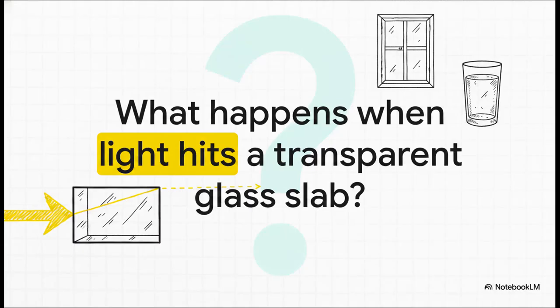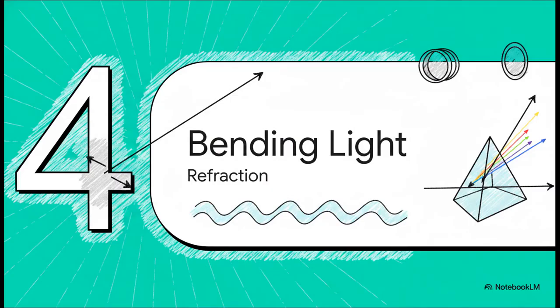Okay, so we've firmly established that light bounces beautifully off shiny, opaque surfaces. But let me pose a bit of a curveball question to you. What actually happens to our light ray when it hits something transparent? A window, a glass of water, or a thick glass slab? Section 4. Bending light. Refraction.